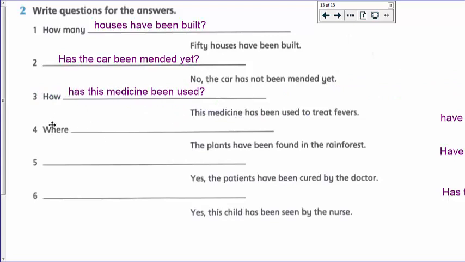Where? I'm asking about where. Where it's like what? Why? That we explained before. The plants have been found in the rainforest. So I'm asking about the plants. Where we can find it? The plants. So, where have the plants been found? This is the question.